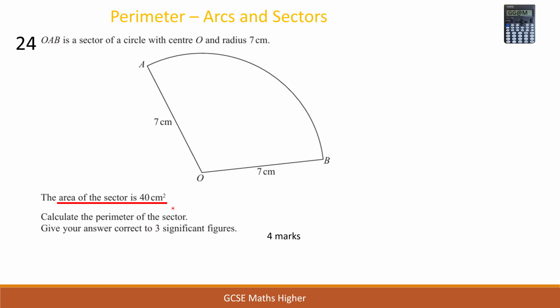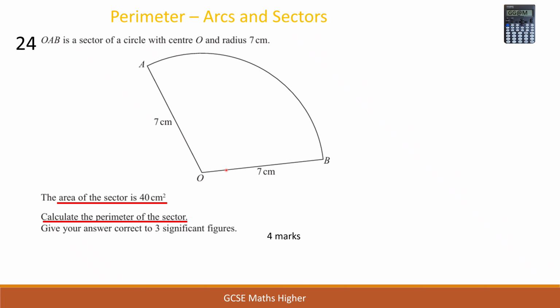Remember, to work out the area of a sector is the angle divided by 360 times by the formula for the area of a circle, which is pi times the radius squared. So 7 is the radius, so pi times 7 squared is going to give you the area of the whole circle, and then you've got to work out what fraction it is doing the angle divided by 360. You've got to work out the perimeter of the sector, so that is going to be 7 plus the arc length. So to start with, you've got to work out the angle using the sector information.